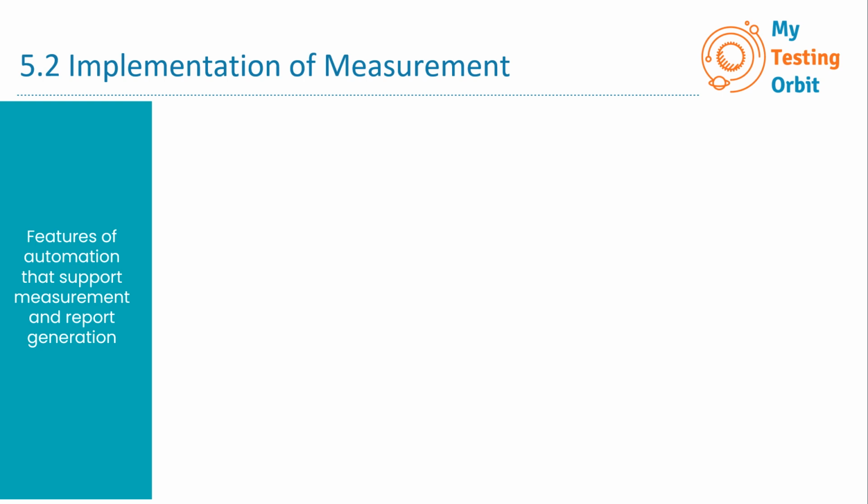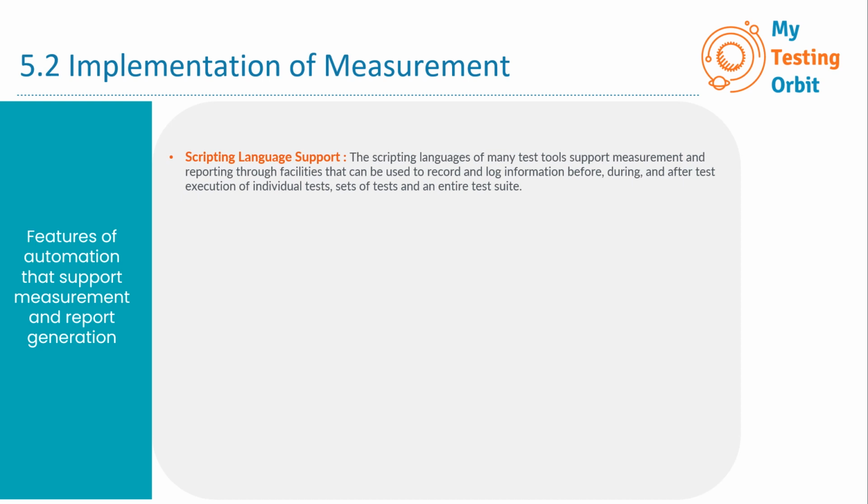Features of automation that support measurement and report generation. The first one is scripting language support. The scripting languages of many test tools support measurement and reporting through facilities that can be used to record and log information before, during, and after test execution of individual tests, sets of tests, and an entire test suite. So it is a handy feature for tracking what's happening at different stages of your testing process.